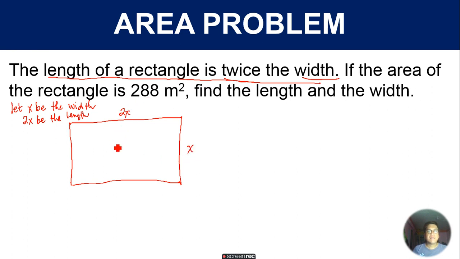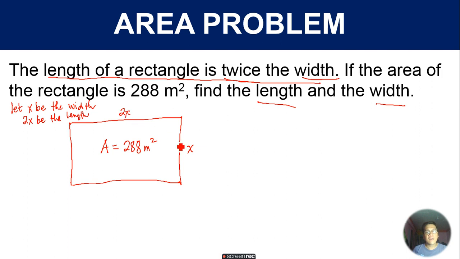Now, the problem says that the area is equal to 288 meters squared. So, we're given already the area. Now, we're going to look for the length and then the width. Okay, what is the measure of the length and what is the measure of the width?